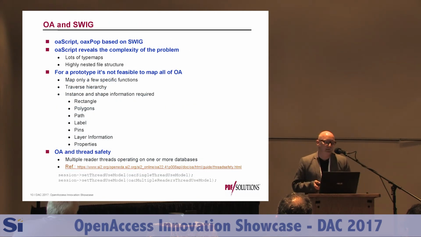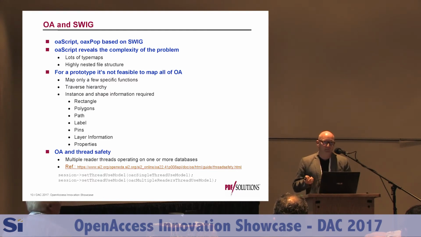Interestingly enough, SWIG is also used in OpenAccess, especially for OAScript and OAXPOP. If we look at OAScript, it reveals the complexity of using SWIG to map an entire library like OpenAccess to any of the scripting languages it was used for. So there are lots of typemaps. It's a highly nested file structure. If you really want to understand how this is done, this is really painful, I have to tell you.